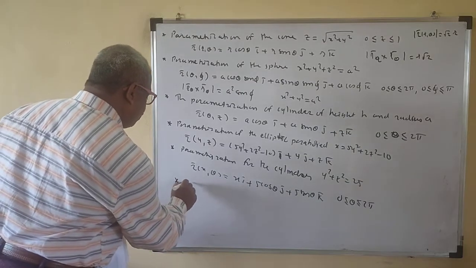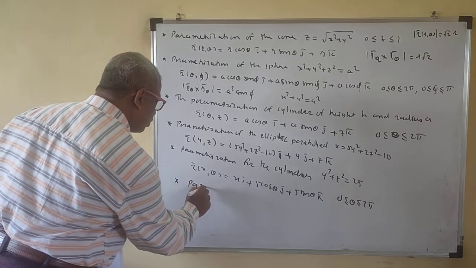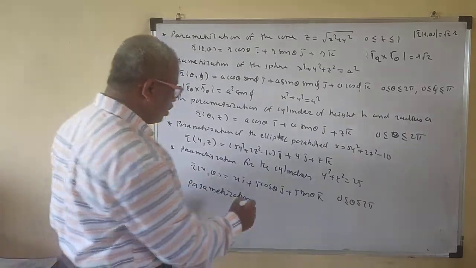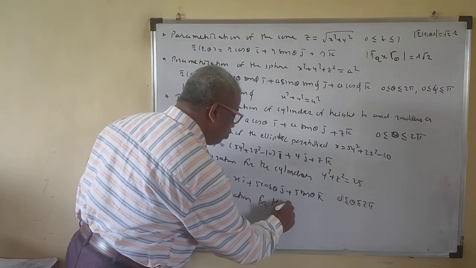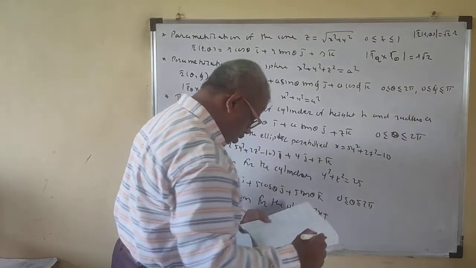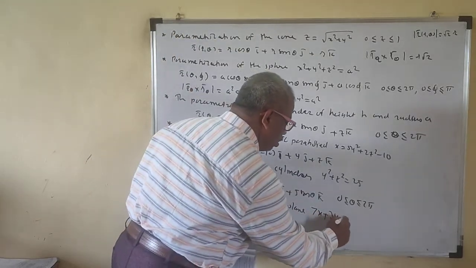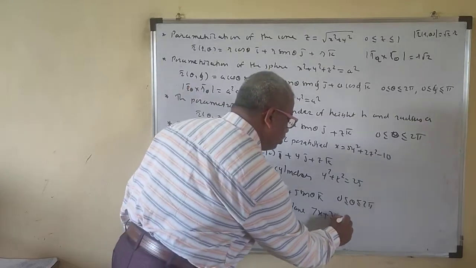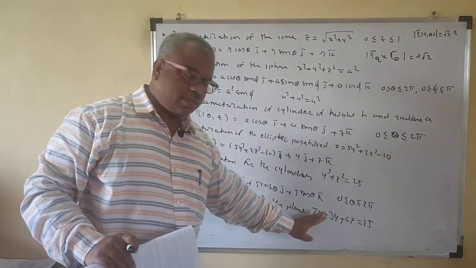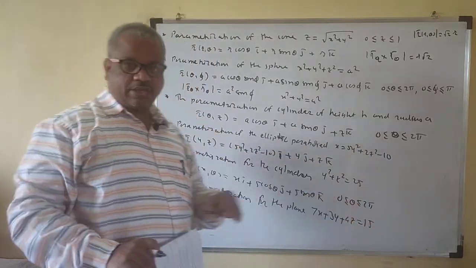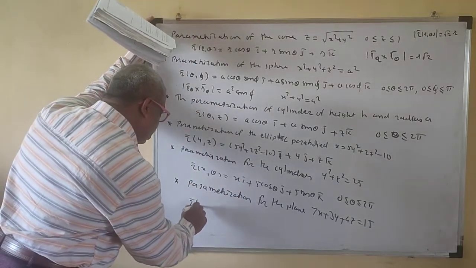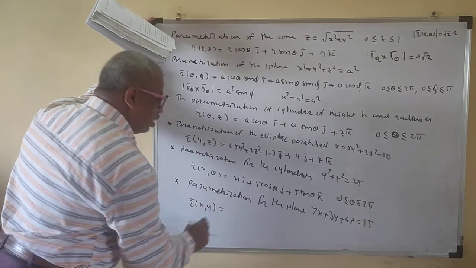Now next, parameterization for the plane 7x plus 3y plus 4z is equal to 15. Here you can easily convert one variable into the other two variables. I will write z in terms of x and y, so I will write x, y only.